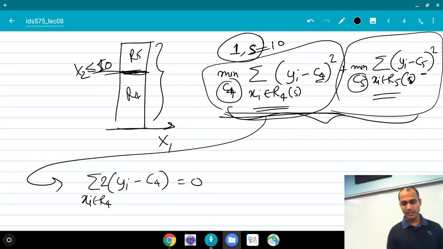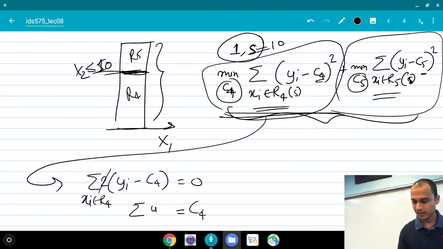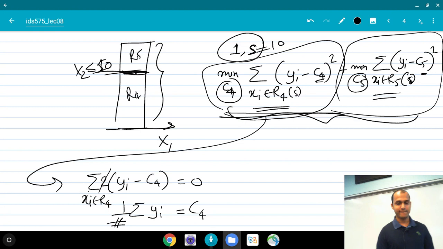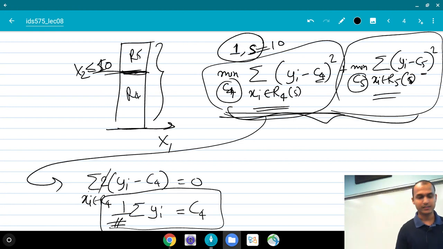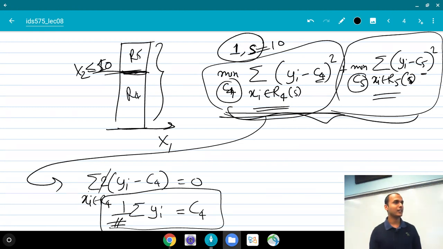Okay. I took the derivative of the square loss, and then you get C4. I pull it to the right side. You can drop the 2 actually, because 2 is multiplying with the whole thing. You have C4 is equal to sum over yi divided by the number of points in that region, okay? Because C4 is also being summed those many number of times. Okay, so C4 is just the average of the y values for the points in that region.